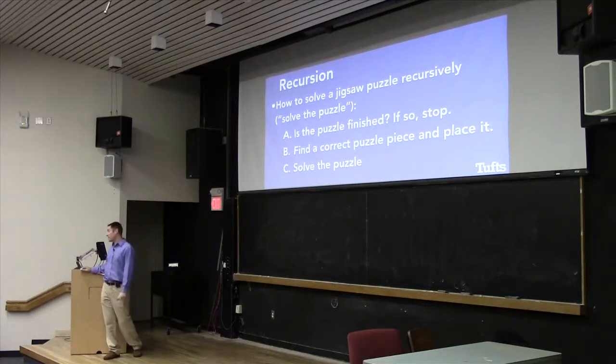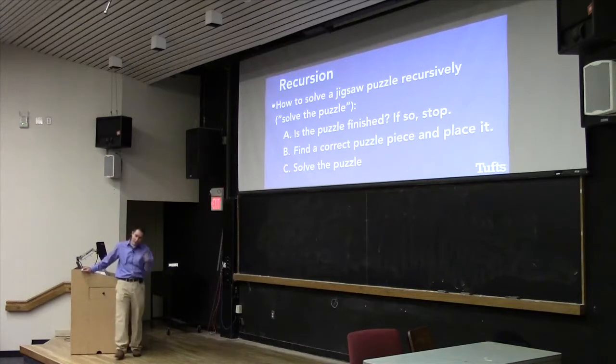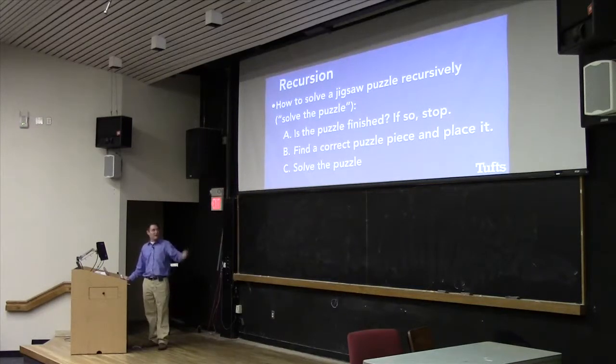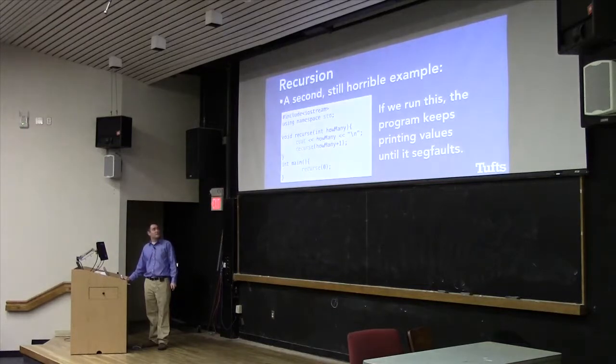All right, easier said than done, right? You can't just take a piece and put it where it needs to go, but let's say you can. And then the last step is solve the puzzle, which means go back up to the top and start over and say, is the puzzle finished? If so, stop. Now it's not finished, I just put one piece in. Find a correct piece, there's one, put it in the right place. Solve the puzzle. That's the recursion that we're talking about. And again, we don't do that in real life. I kind of struggled to find a real life example, but there are probably some others that you could use.